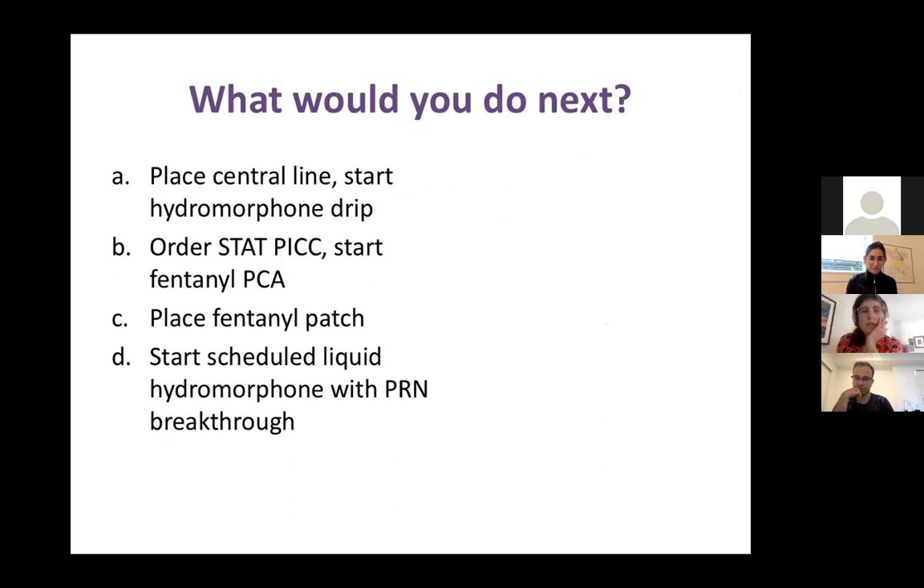So would you place a central line and start a dilaudid drip? Would you order a PIC and start a fentanyl PCA? Would you place a fentanyl patch? Or would you start liquid hydromorphone?